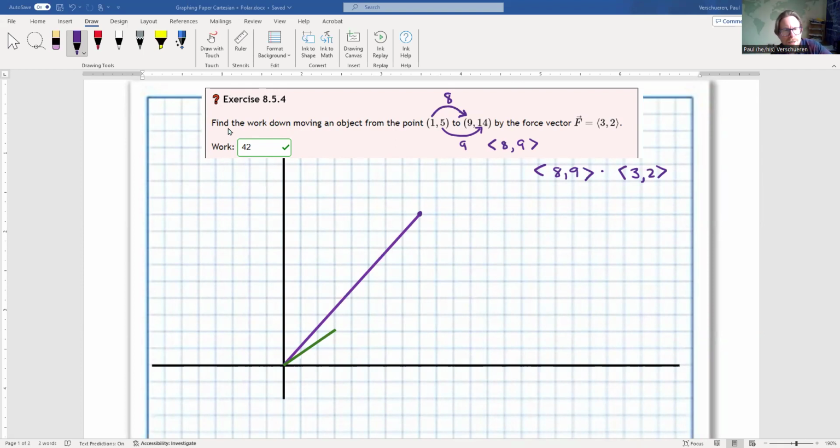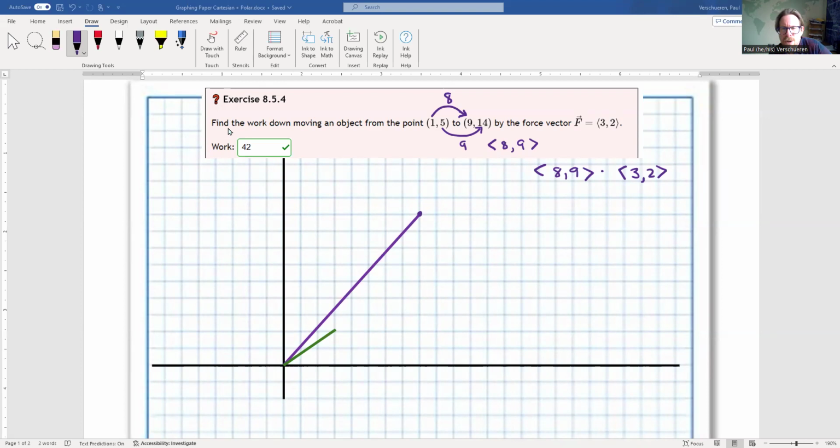It just says find the work done. It says down, moving up. It's supposed to be the work done moving an object from the point (1, 5) to (9, 14) by the force vector (3, 2). So this is actually a fairly simple problem to solve if all you want is the answer. All you have to really realize is the vector in traveling from (1, 5) to (9, 14).